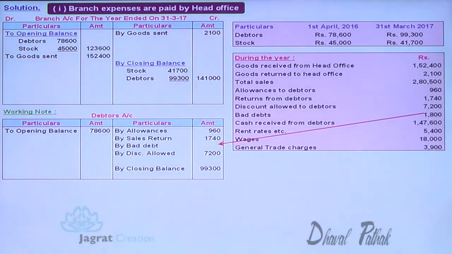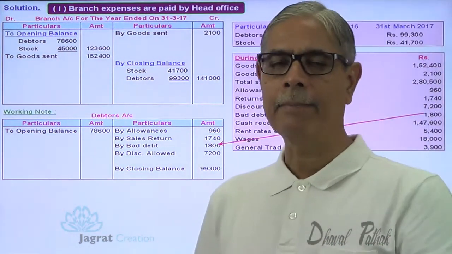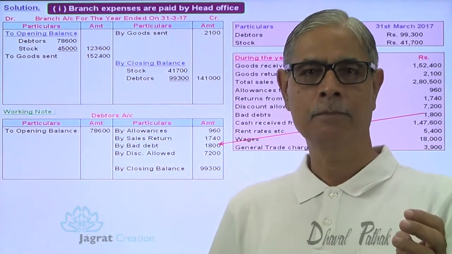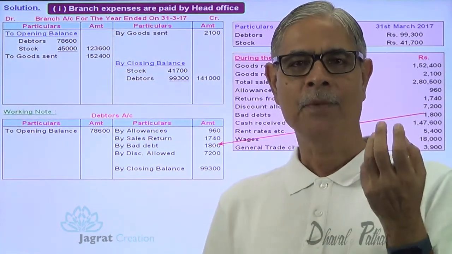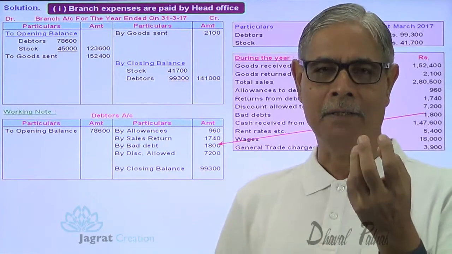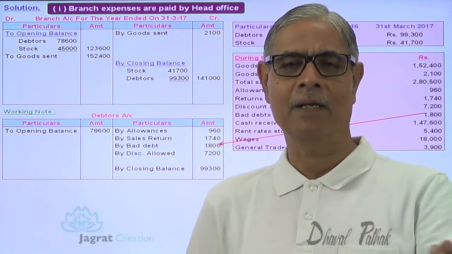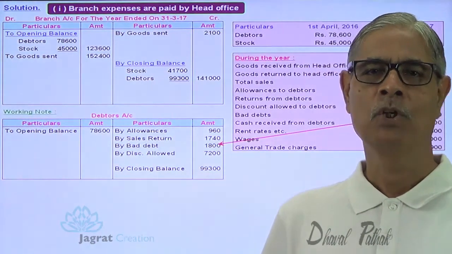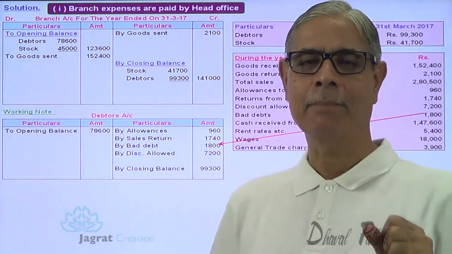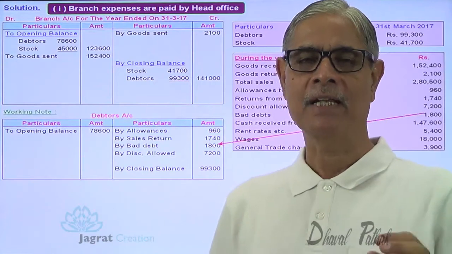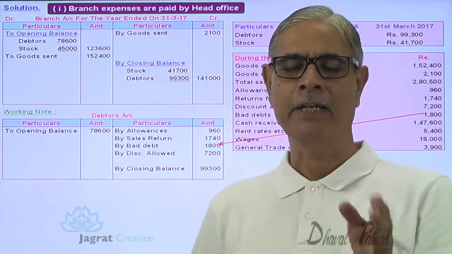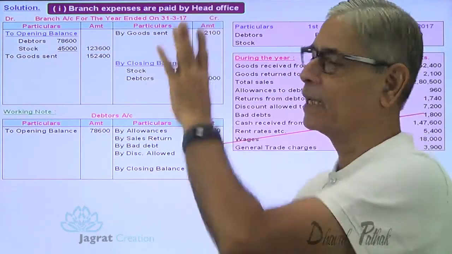Then comes bad debt. This is a loss sustained by the branch while collecting money from the customer. It is a loss caused, or a discount allowed to the customer against the desire, known as bad debts. So to that extent, the balance of debtors declines. It is a transaction between branch and debtors. It will be recorded in this working note. It is not going to be recorded in this branch account.